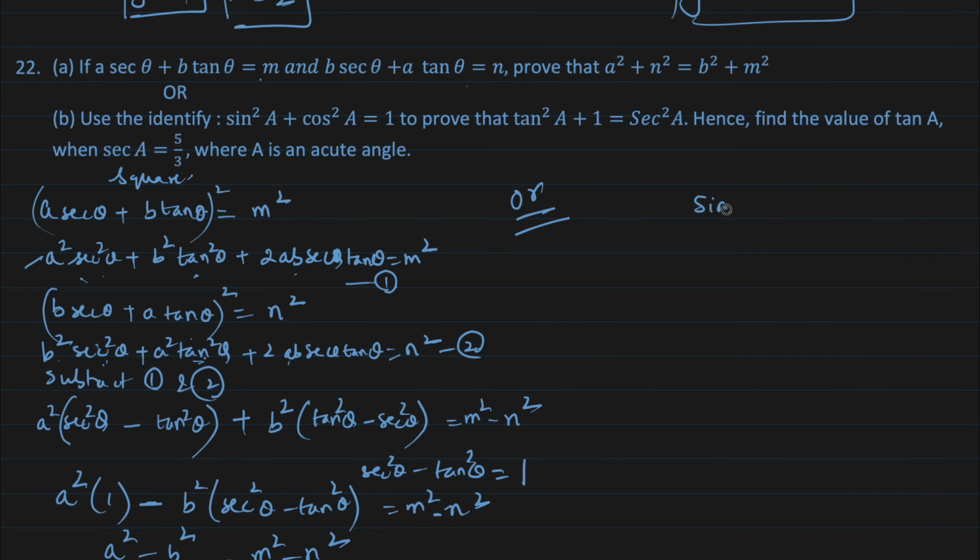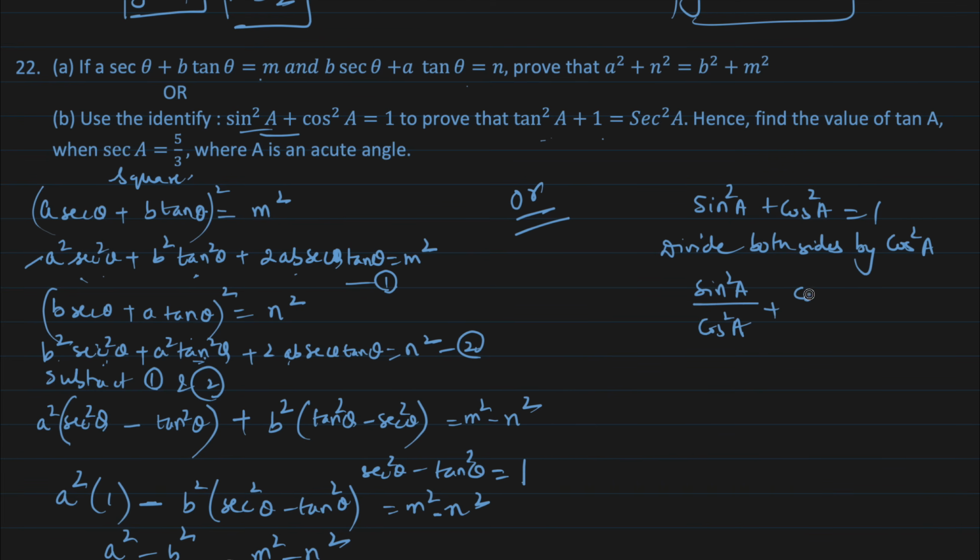We have been given that sine square a plus cos square a is 1. Using this identity, I have to prove this identity that tan square a plus 1 is secant square a. Okay. So whenever you have sine square and cos square a and you have to convert it into tan square a, what we do is we divide both sides by cos square a. Fine. So see what you will get. Sine square a by cos square a plus cos square a by cos square a is equal to 1 by cos square a, right? So what do you get? Sine by cos is what? Tan. So tan square a plus 1 equals secant square a.